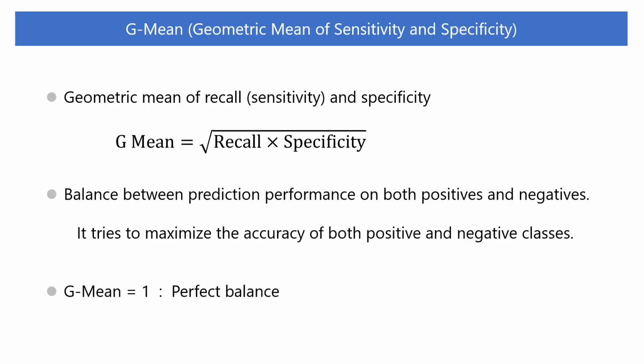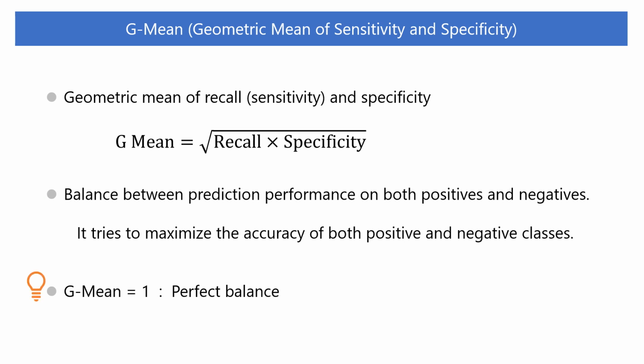Another metric that balances between multiple metrics is geometric mean of sensitivity and specificity, often called G-mean for short. G-mean is the geometric mean of recall and specificity. Remember that recall is also called sensitivity. G-mean is a measure of balance between classification performance on both the positive and negative cases. It tries to maximize the accuracy of both positive and negative classes while keeping these accuracies balanced.